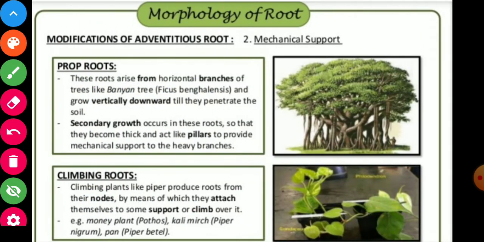Some roots are for mechanical support, like prop roots found in banyan tree. They support the plant. They grow downward and attach to the soil, and they support the plant like pillars. And others are climbing roots, which help the plant to climb with the help of support, like money plant.